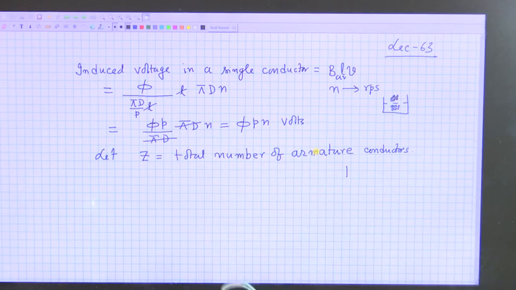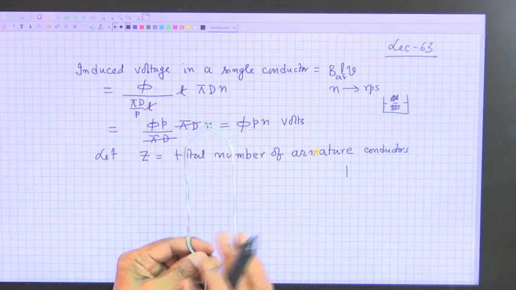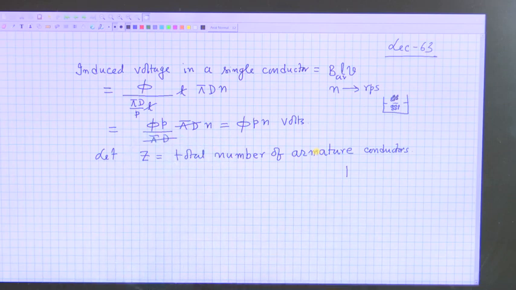Suppose Z is the total number of armature conductors, and I hope you know how to calculate it. If S is the total number of slots, how many coils are there? S number of coils are there. If S is the total number of coils, how many coil sides are there? 2 into S coil sides are there. And if I say each coil has 4 turns, then 2S into that 4 is that number Z, total armature conductors. Okay.